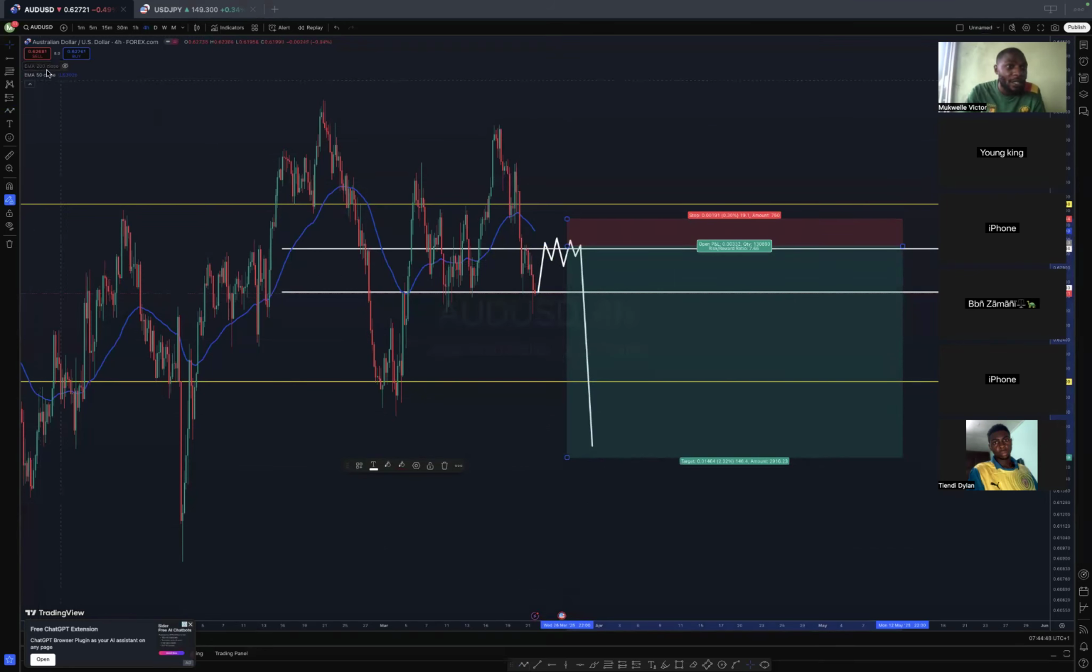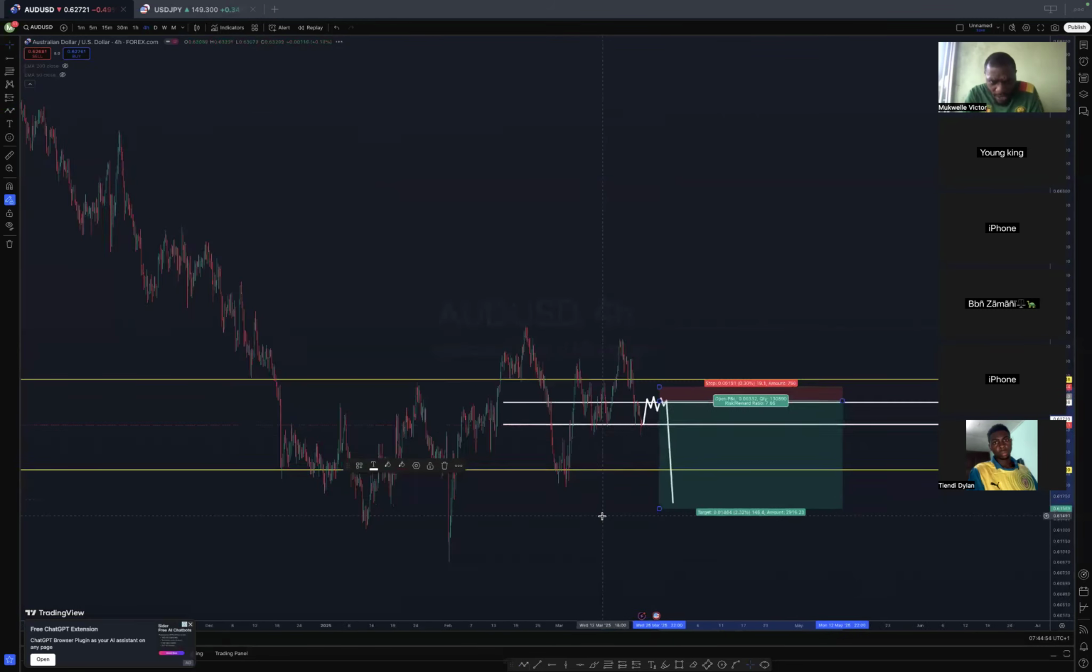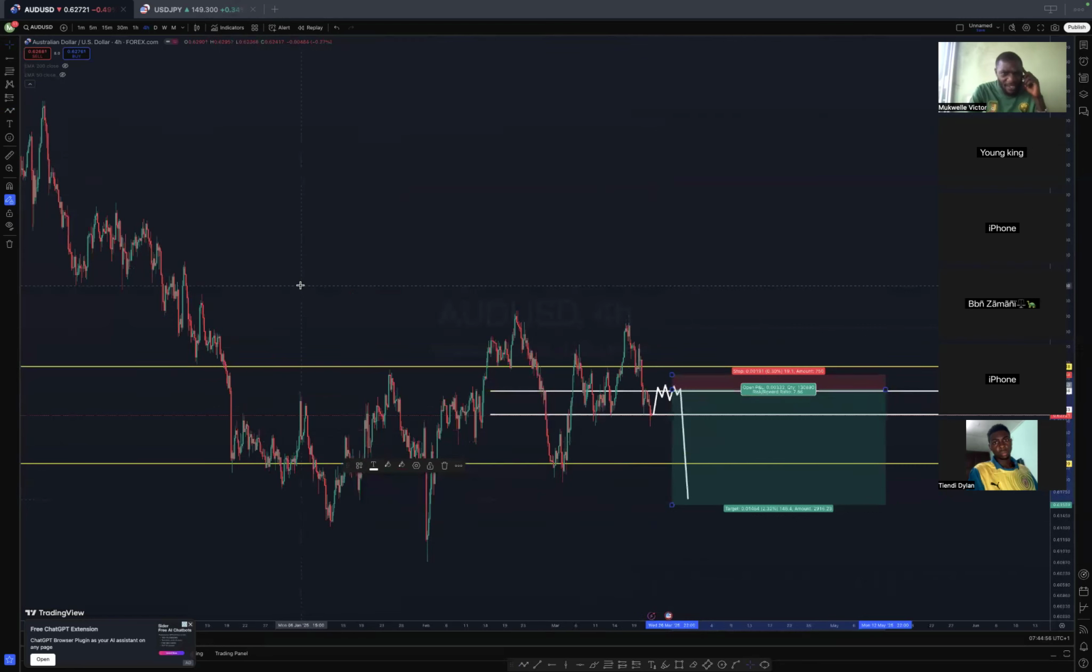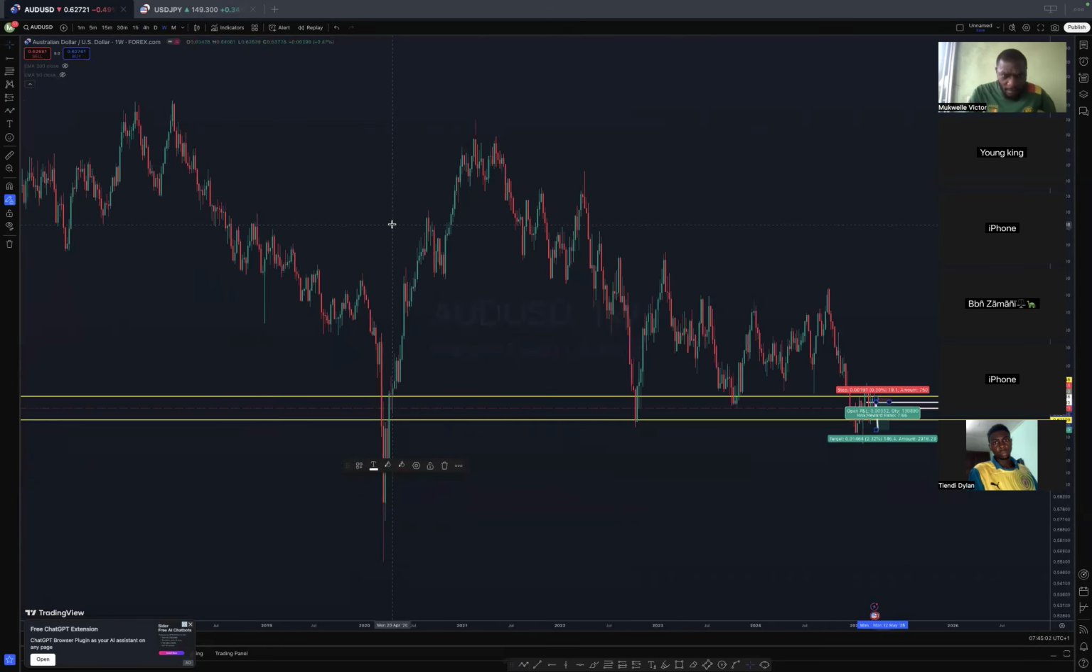Remember, we are on a downtrend and I'm looking to sell. And the reason why my take profit will be at this point is because I still have it in mind that the market can do what? That the market can give us what?